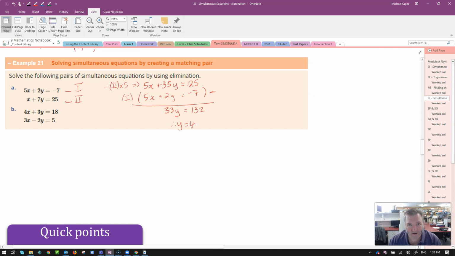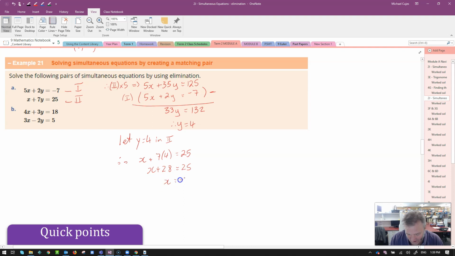Have I finished? No, of course I haven't. I need to substitute that back into one of the first two equations. I'm going to go for equation 2 because it's just got the coefficient of 1 for x. It's going to be the fastest one to solve. So let y equal 4 in equation 2. Therefore, x plus 7 times 4 equals 25. x plus 28 is equal to 25.